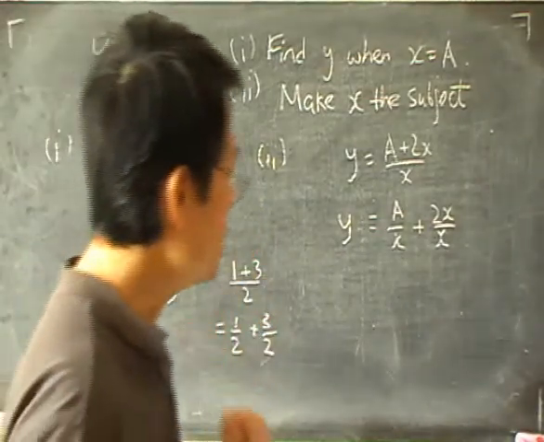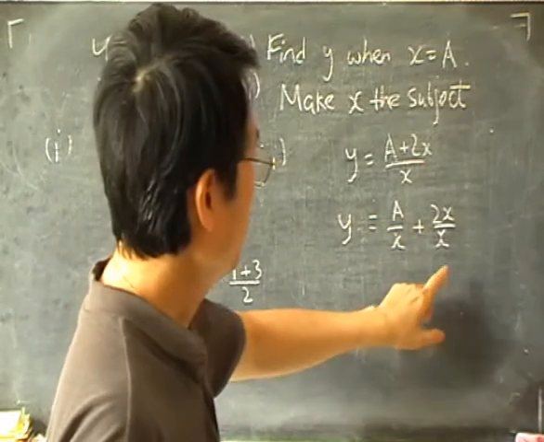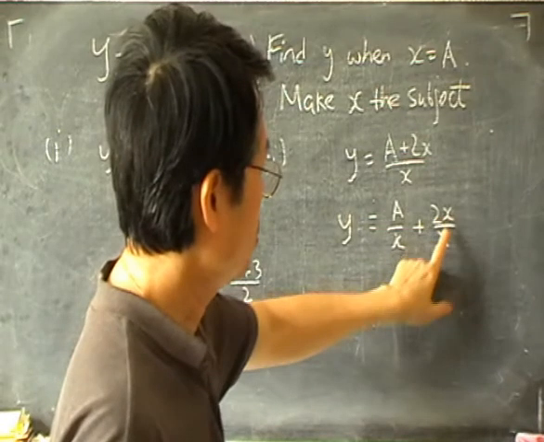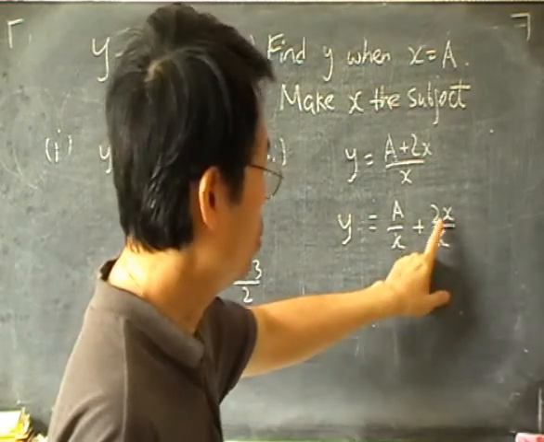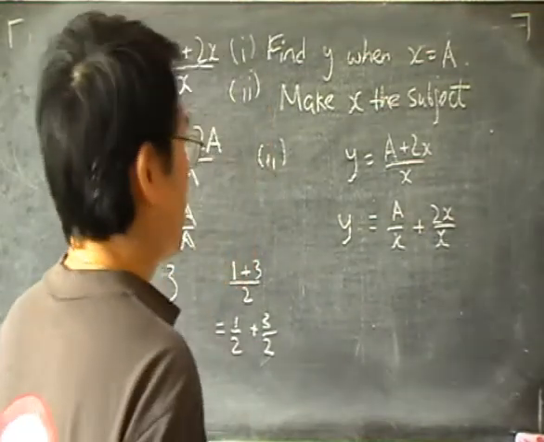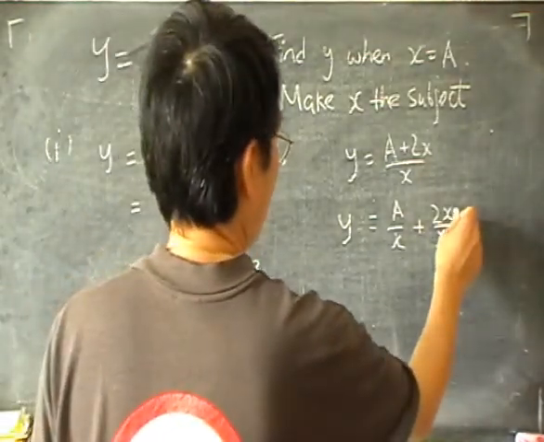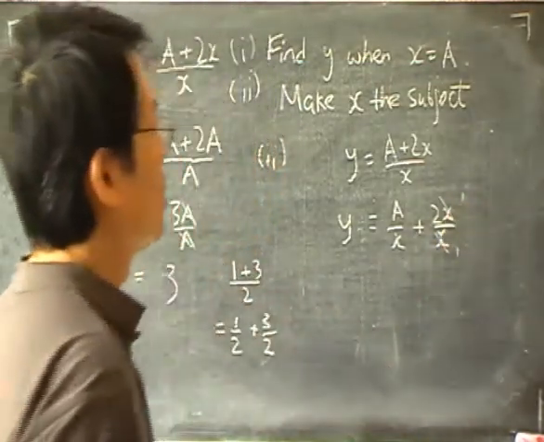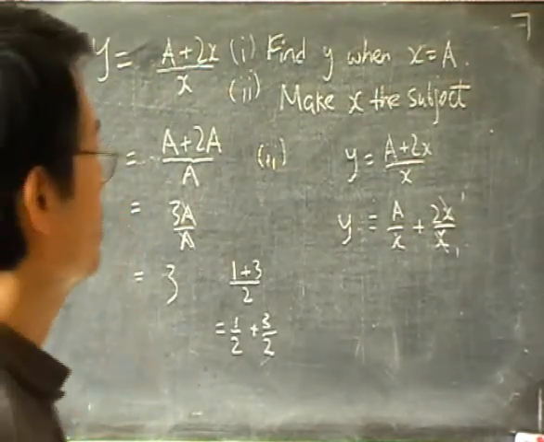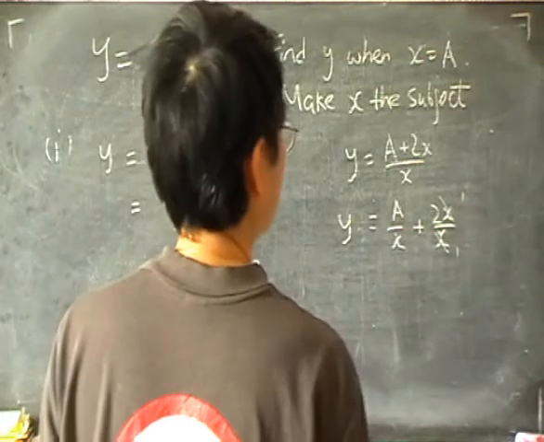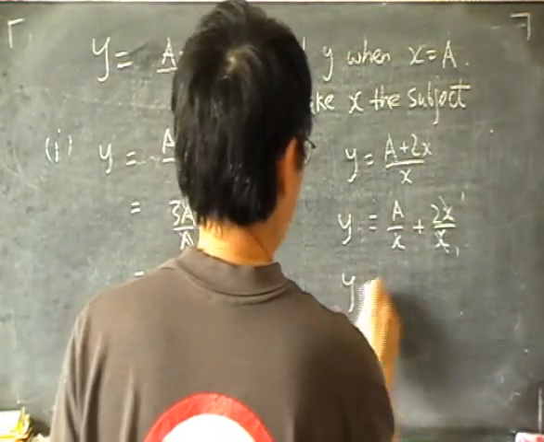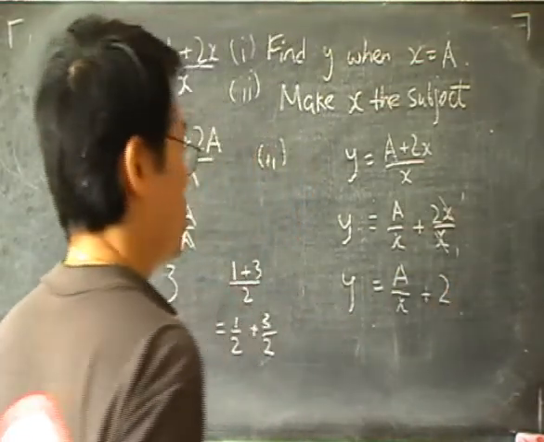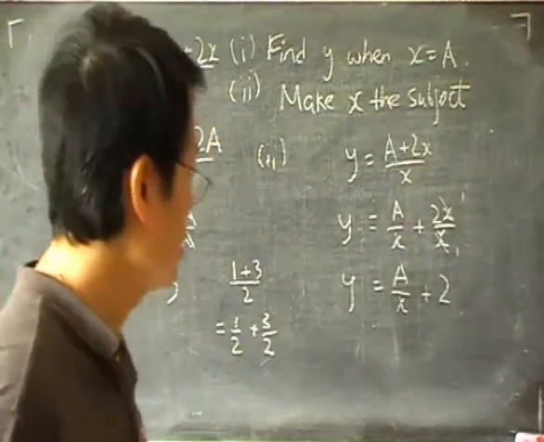Now, in this question, you find that one of the terms becomes 2x over x. That's really 2 times x over x. And that means that I can divide x by x and cancel them. So the x is gone, replaced by times 1. y is equal to a over x plus 2 is what I have now.